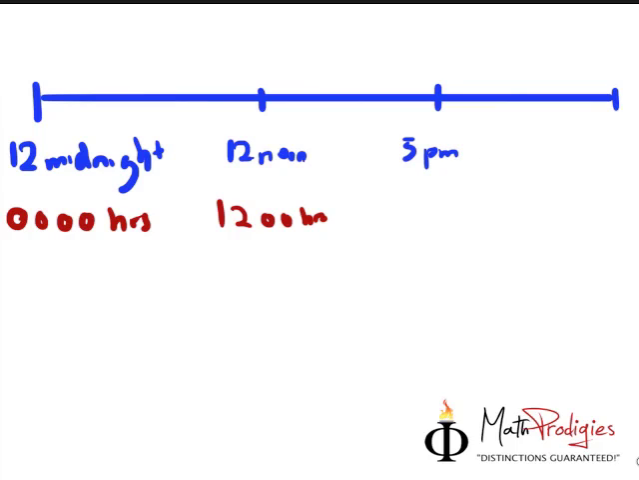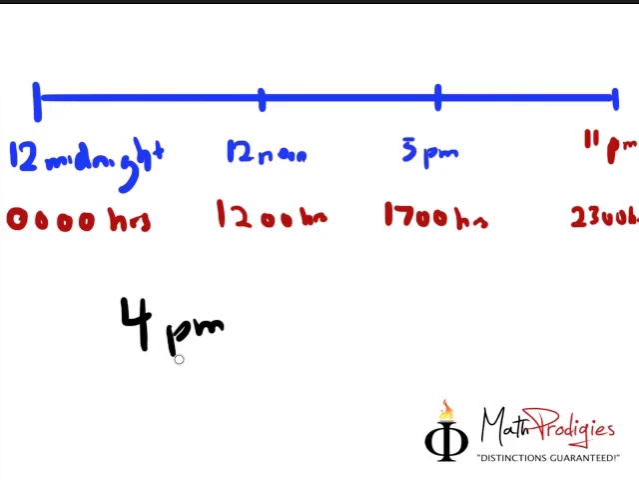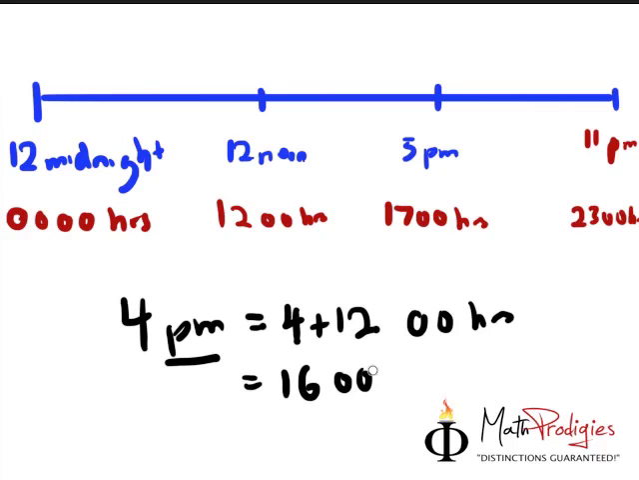So all you have to do is just plus 12 to the number in front. So you get 1700 hours. And finally, of course, if I tell you it's 11 p.m., what you will have is 2300 hours. So that's how it works. Simple system. Whenever you see p.m., you plus 12. So 4 plus 12 gives you 1600 hours, which is 4 p.m. Very simple.